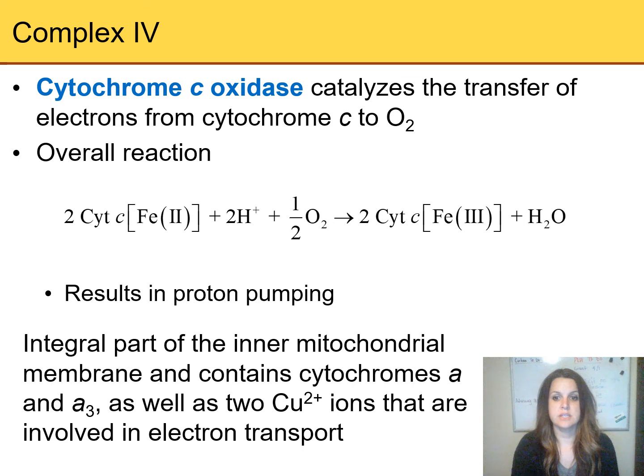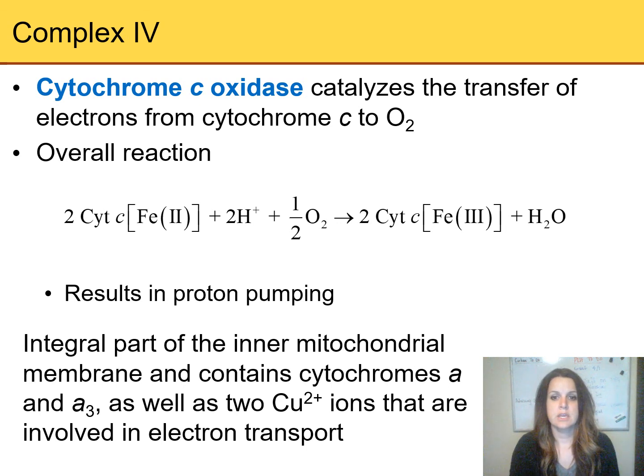Cytochrome C oxidase is complex number 4. That's going to be our final complex, and it's going to catalyze the transfer of electrons from cytochrome C to oxygen. So this is the overall reaction that you see here, and ultimately this is going to result in proton pumping as well. So this is going to be another complex that's involved in the proton pumping that you're going to see.